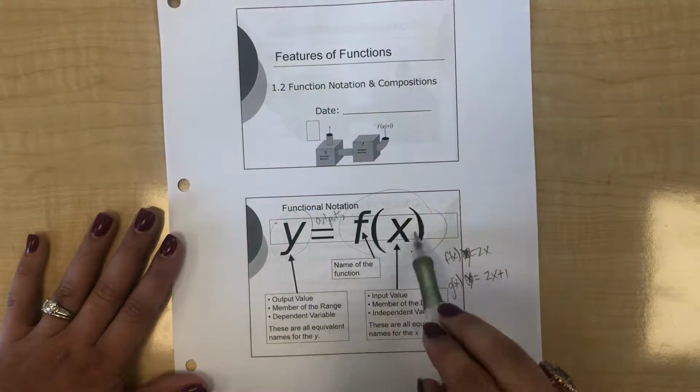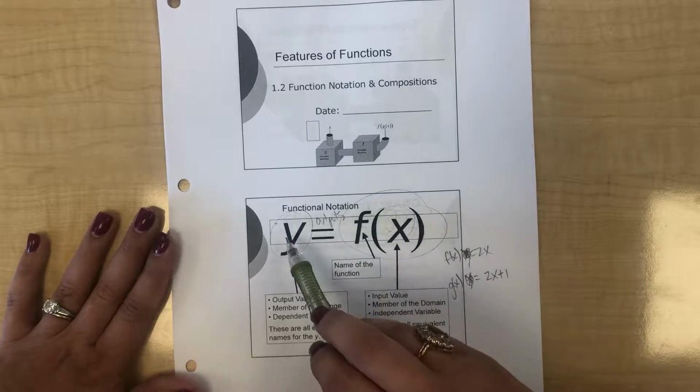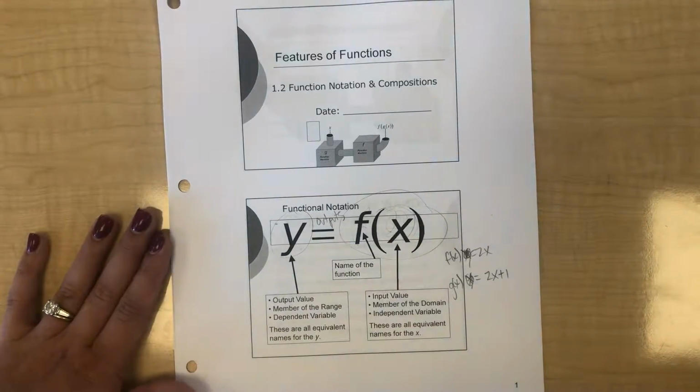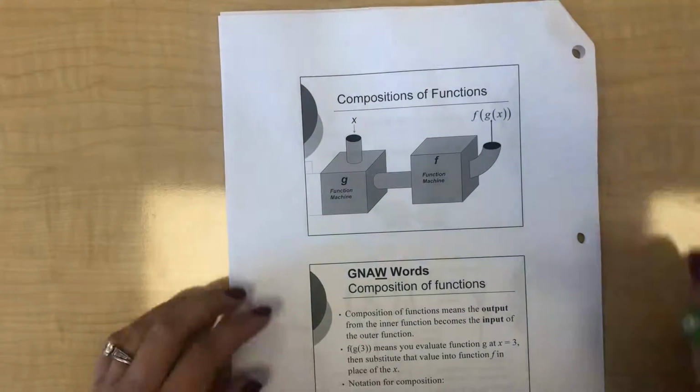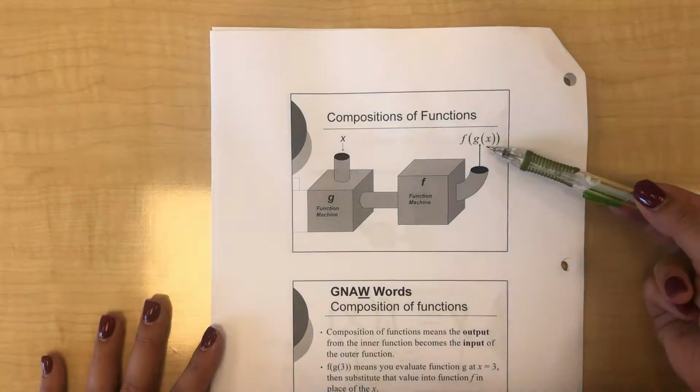And whatever's inside the parentheses is your input. And then f of x, or y, are your outputs. Okay, so compositions of functions, this is one of the two notations: f of g of x.